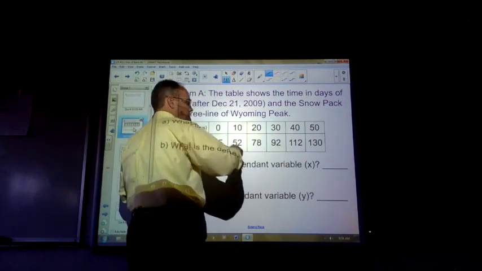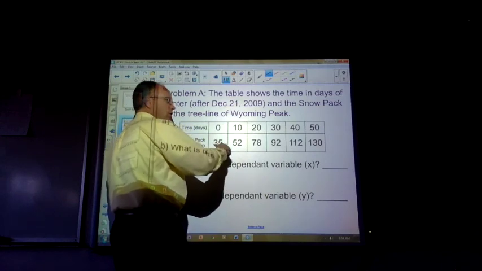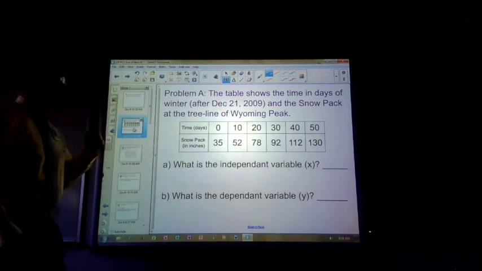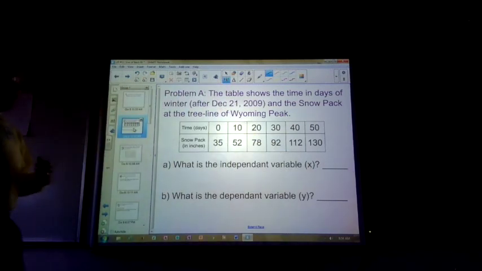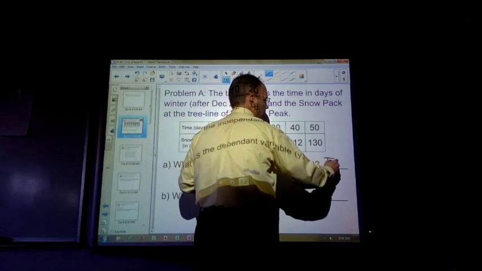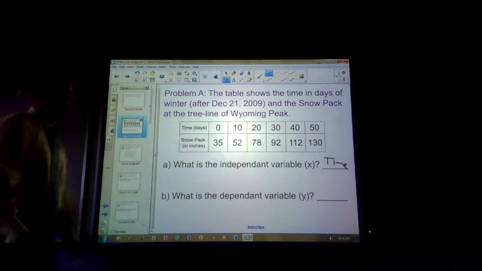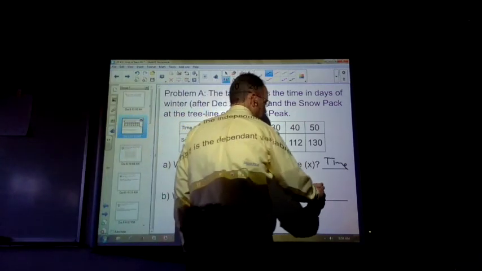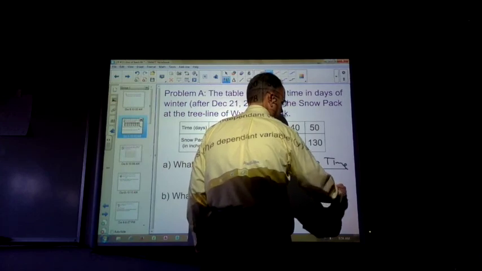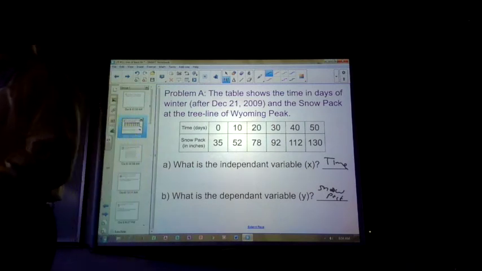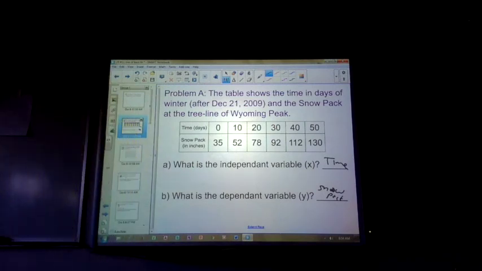Now, I'm not adding these together. I'm just saying it went from 35 inches deep to 52 inches deep to 78 inches, and so forth. What is the independent variable? That's the x, and this is the time. So our x value is going to be time. What is the dependent variable? It's the snowpack. By doing this, we can start making predictions on how much snow could be or how much snow was, and things such as that.